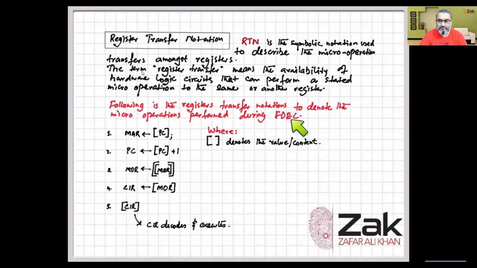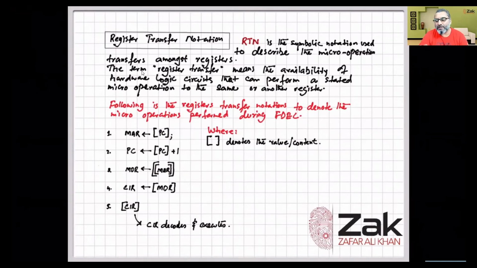Like PC moves to MAR, MAR moves to memory, memory moves to MDR, MDR moves to CIR, and CIR is execution with the help of ALU and accumulator. So if they are connected and they are actually holding up each other for the work, and handing the data and all that, that is all actually micro operations. So following is the register transfer notation to denote the micro operation performed during fetch, decode, execute cycle.